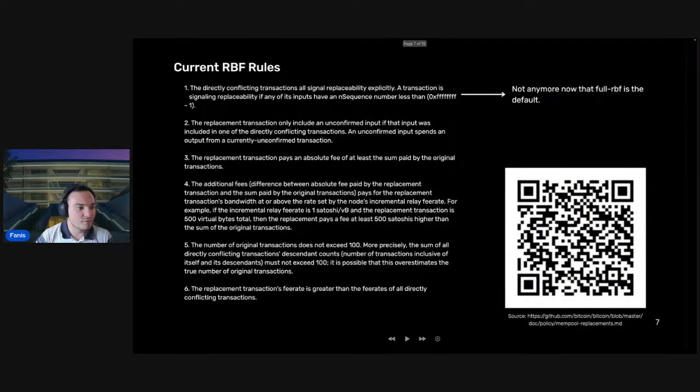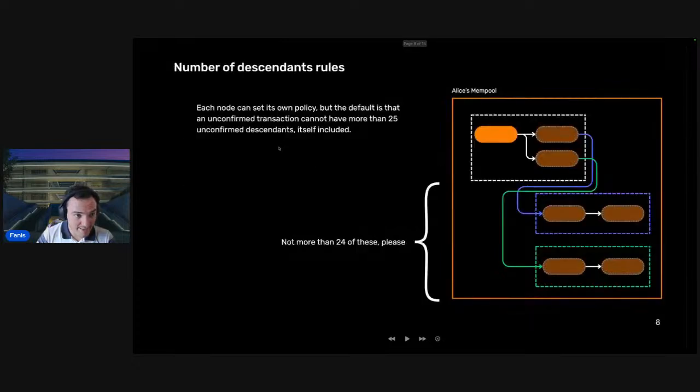So if we must keep something in mind from the RBF rules, it's mostly rule 3, which says that the replacement transaction must pay an absolute fee of at least the sum paid by the original transactions, because we will see how this can be abused in order to pin transactions in a few minutes. And then there are rules about the number of descendants in the mempool. That's what I explained earlier. If you have one unconfirmed parent transaction and you remove it from the mempool, then you must also remove all the child transactions as well.